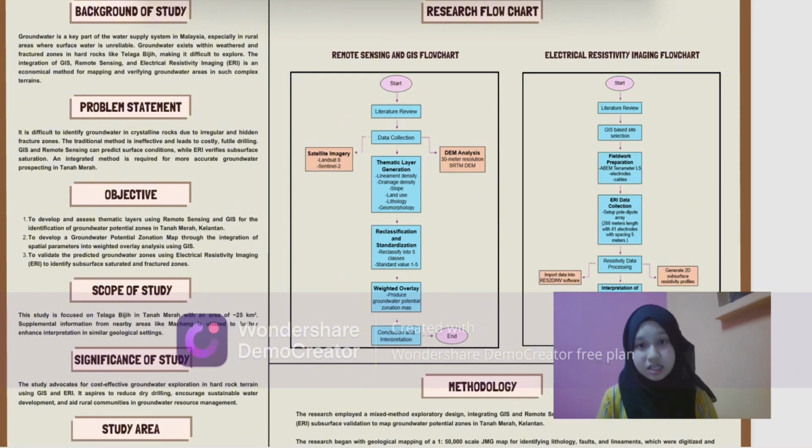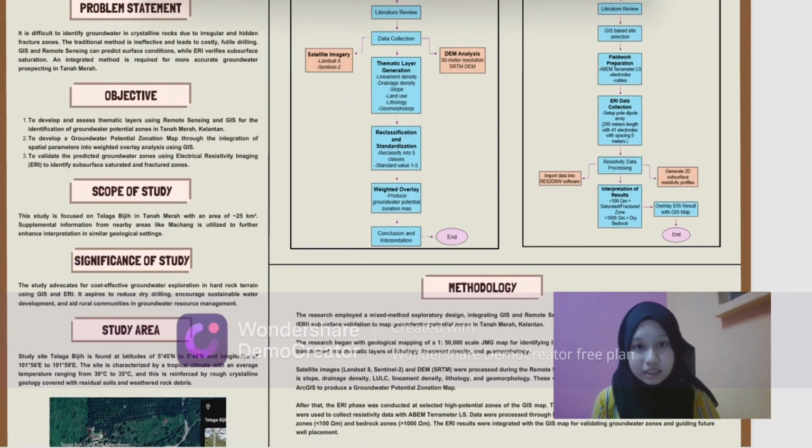This study is guided by three main objectives. The first is to develop and assess thematic layers using remote sensing and GIS for the identification of groundwater potential zones in Tanah Merah, Kelantan. Second is to develop a groundwater potential zone map through the integration of spatial parameters into weighted overlay analysis using GIS. And lastly, to validate the predicted groundwater zones using electrical resistivity imaging to identify subsurface saturated and fracture zones.